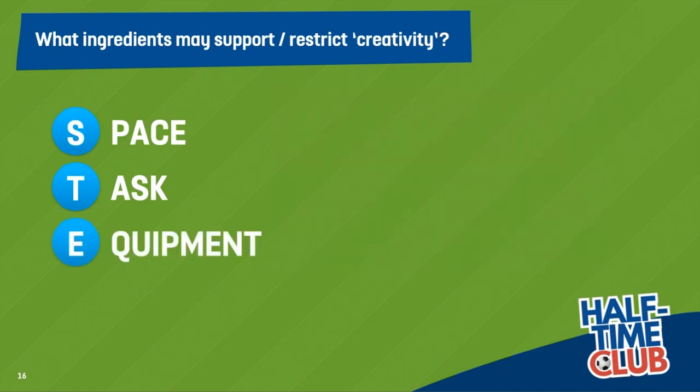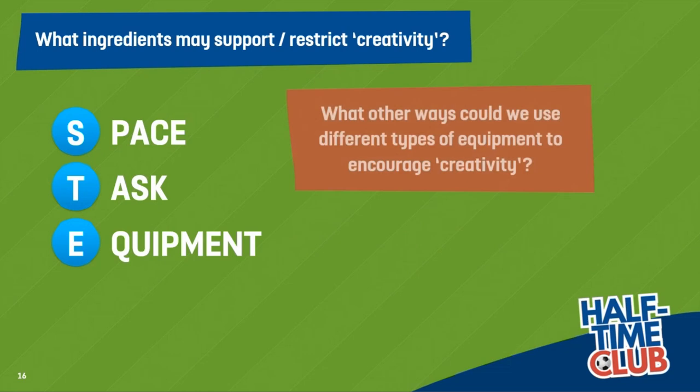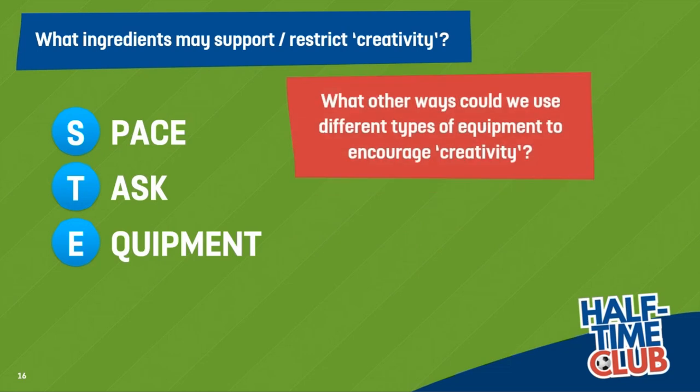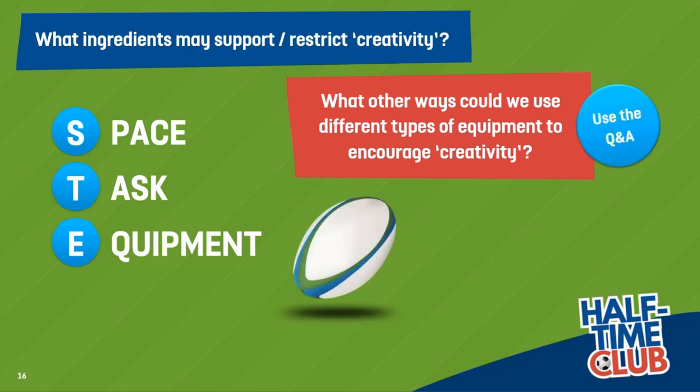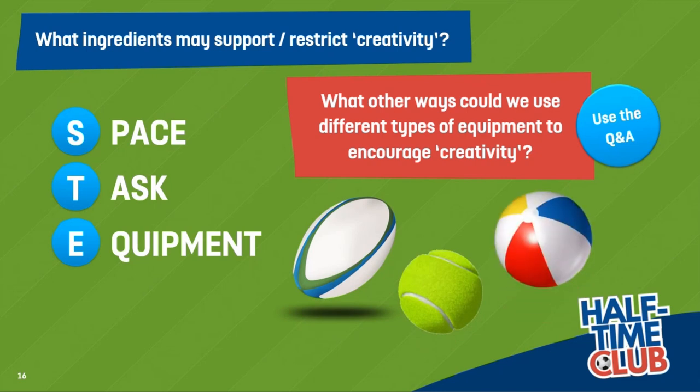So next one, equipment. Now, this is a really interesting one, and we might put a little bit of a curveball into the arena. So what other ways could we use different types of equipment to encourage creativity? And this is what I want you to think about. Rugby balls, tennis balls in training, a beach ball, for example, hoping it's not windy. So there's just a couple of examples.